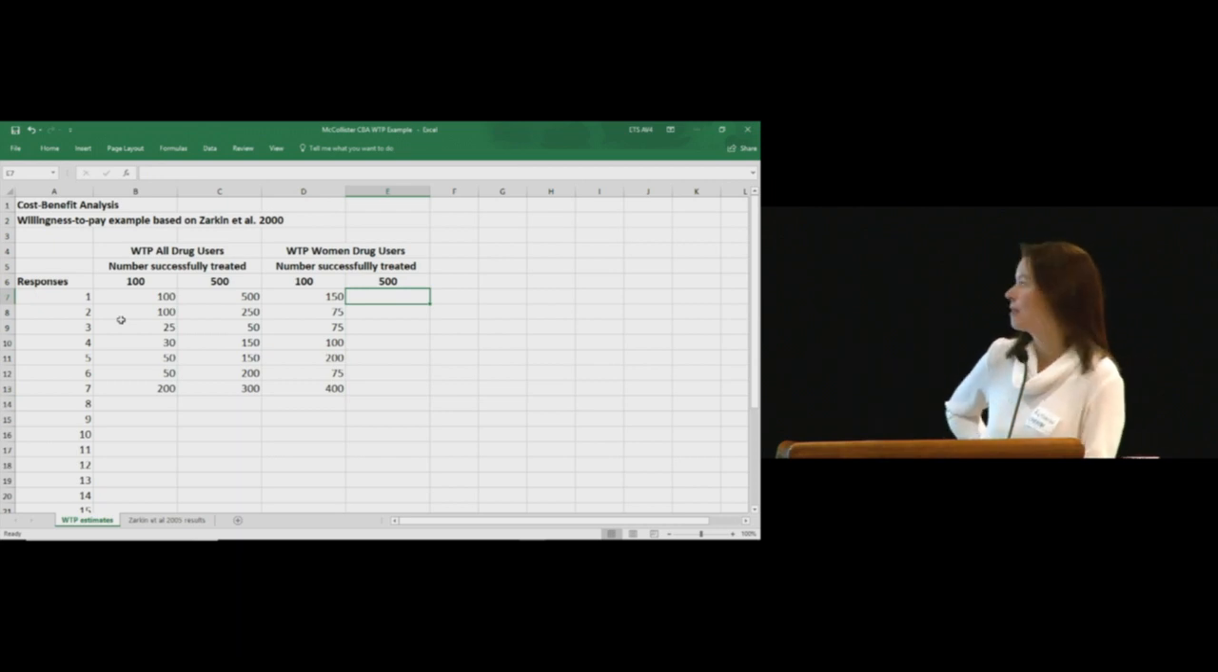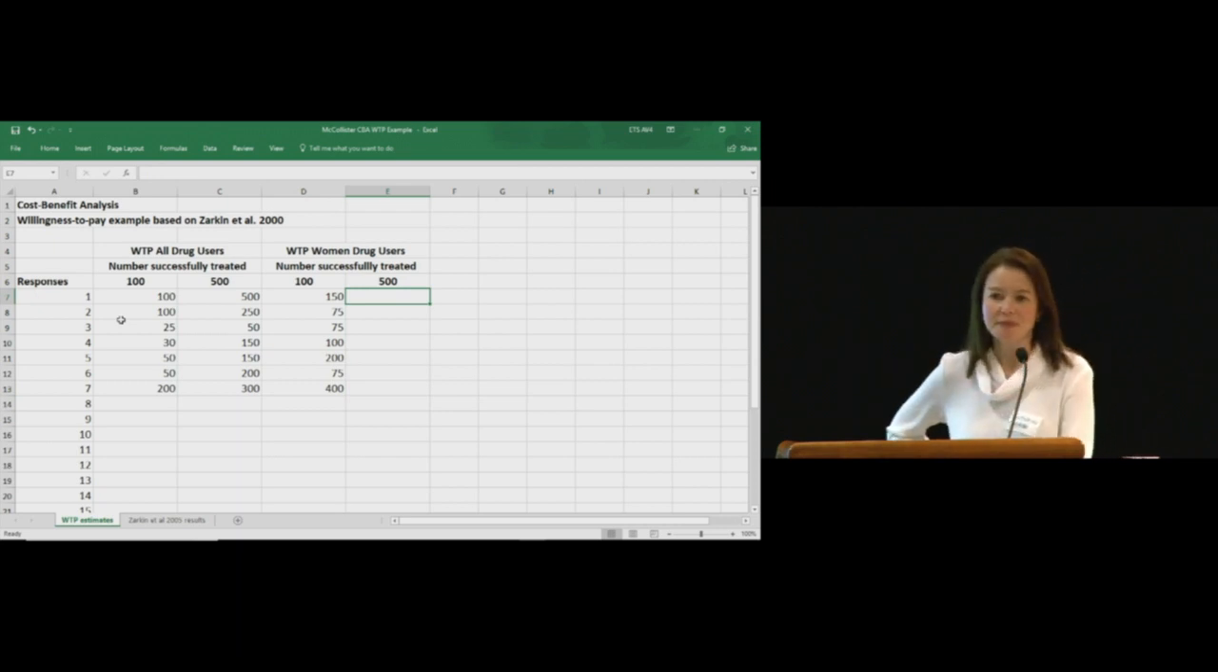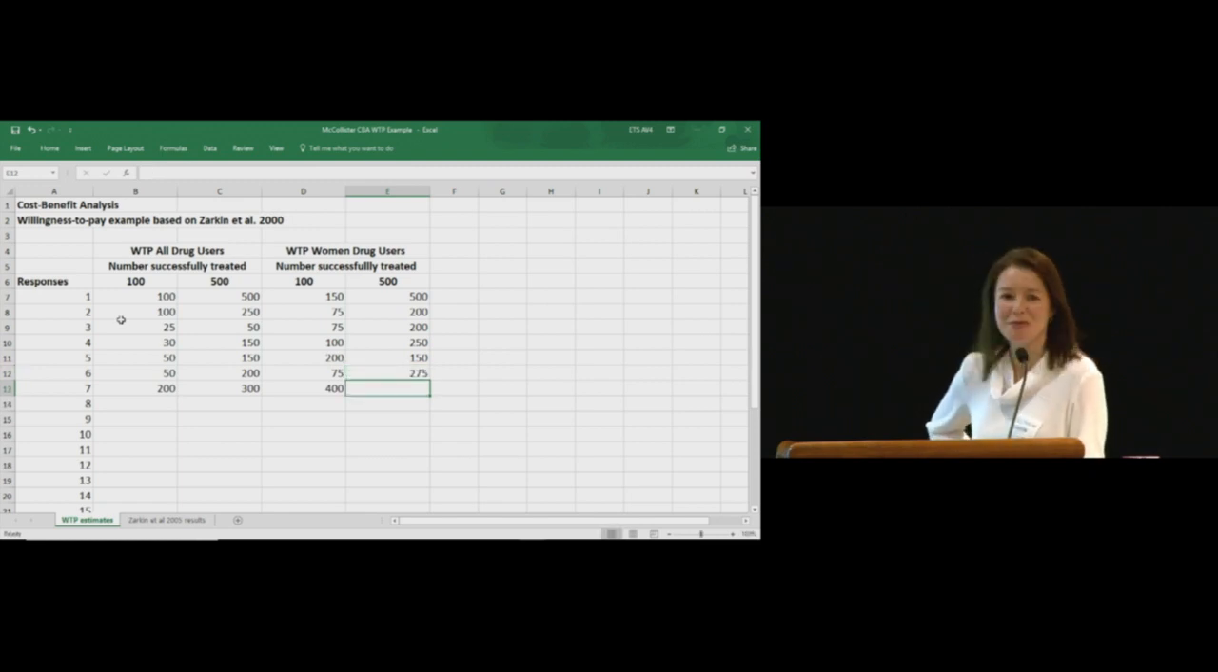One more time. 500, successfully treating 500 women. 500. 200. 200 and 250. 150. I'll say 275, just to keep it moving. And 500, okay.